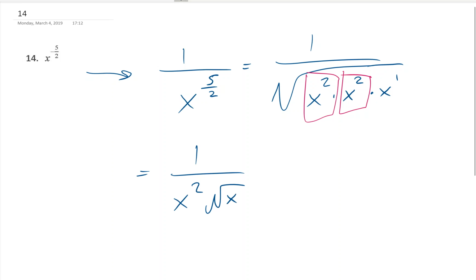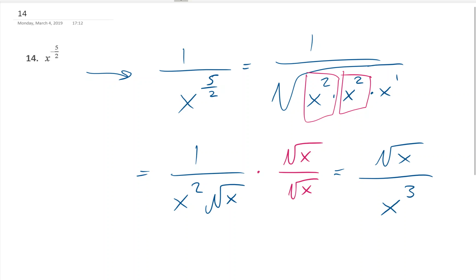Now, the problem with this is you're not supposed to have junk below, so we multiply top and bottom by the square root of x. And then what's going to happen is you're going to have the square root of x over x to the third. Okay, hopefully that makes sense.